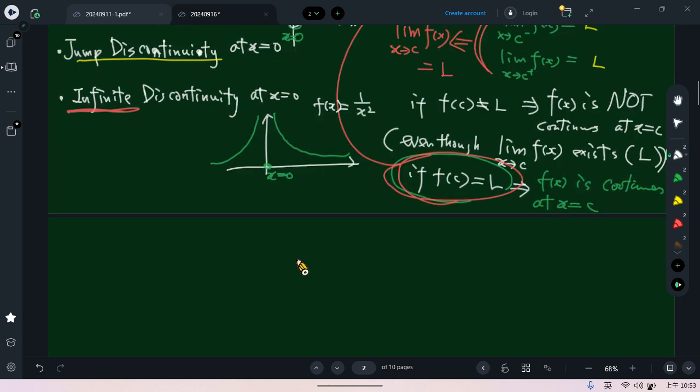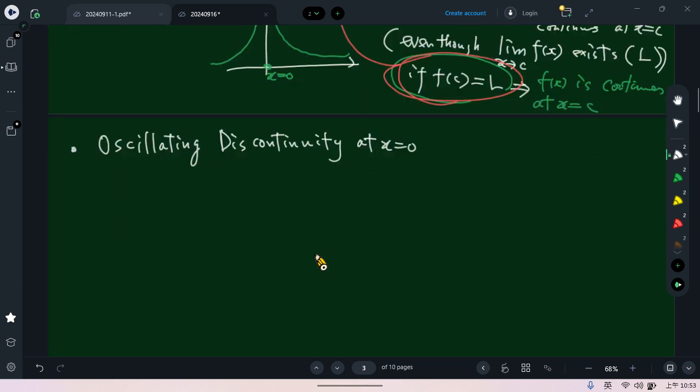And the third one is oscillating discontinuity at x equal to 0. So when we say f of x is equal to sine of 1 over x, I believe I showed you before. So the curve will just look like this.